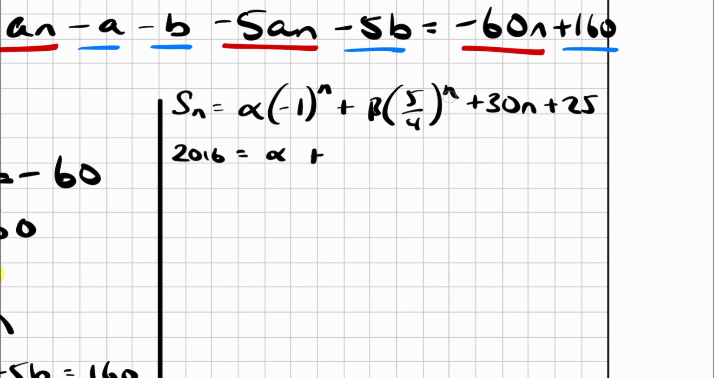This, the power of 0, makes it also 1, so this just becomes beta. 30 to the power of 0 is nothing, plus 25. So we end up getting 2016 minus 25. I get 1991 is alpha plus beta. That's one of my simultaneous equations.